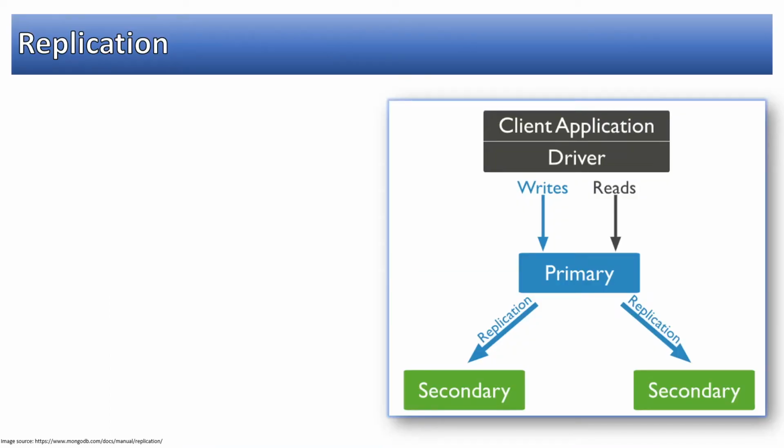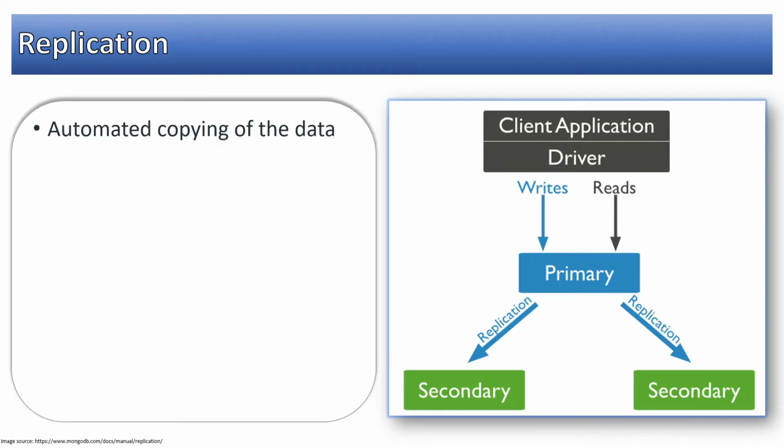What is replication? Replication is nothing but automated copying of the data. This is a client application, you can say a web application or some client accessing our MongoDB cluster. In the MongoDB cluster we have the concept of primary as well as secondary. In this picture you can see one primary and two secondaries. Once the client writes data to the primary, it goes to secondary 1 and secondary 2 also.